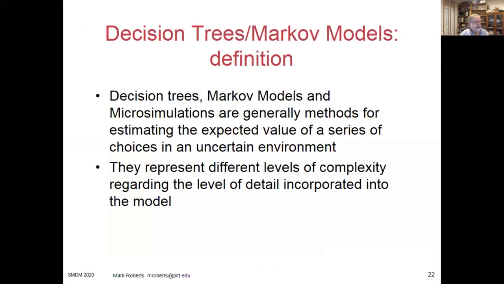So decision trees, Markov models, and microsimulations are generally methods for estimating the expected value of a series of choices in an uncertain environment. So the idea here is that you're going to be making a choice between any one of a number of possible options of how to treat a disease, a problem, a public health issue. And you want to try to predict what's going to happen before you actually make the decision. And these all represent different levels of complexity regarding the level of detail incorporated into the model. Next slide.